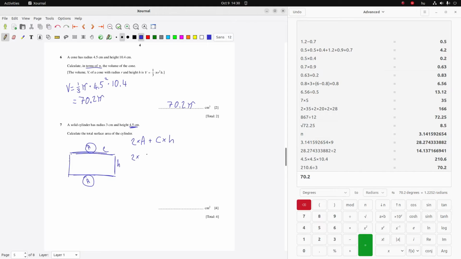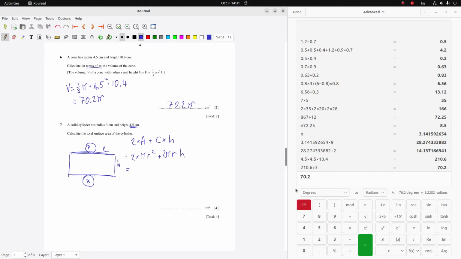2 times pi r squared. The area is pi r squared. The circumference is pi times the diameter, and the diameter is 2 times the radius, so we end up with 2 pi r, and the height we know. So then we just fill it in.